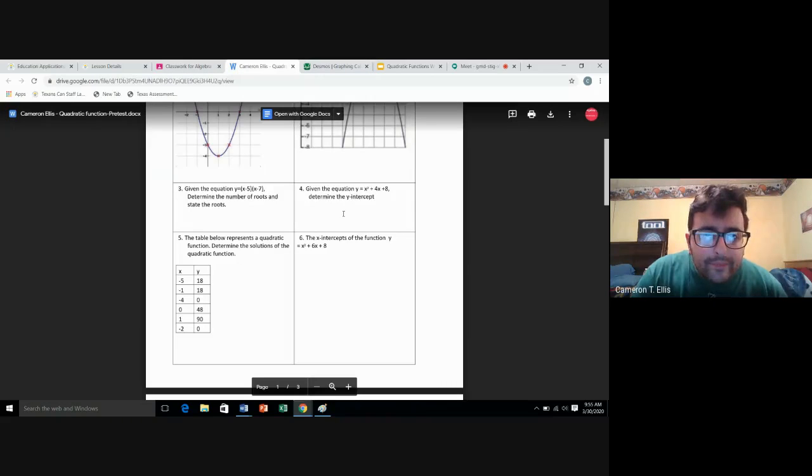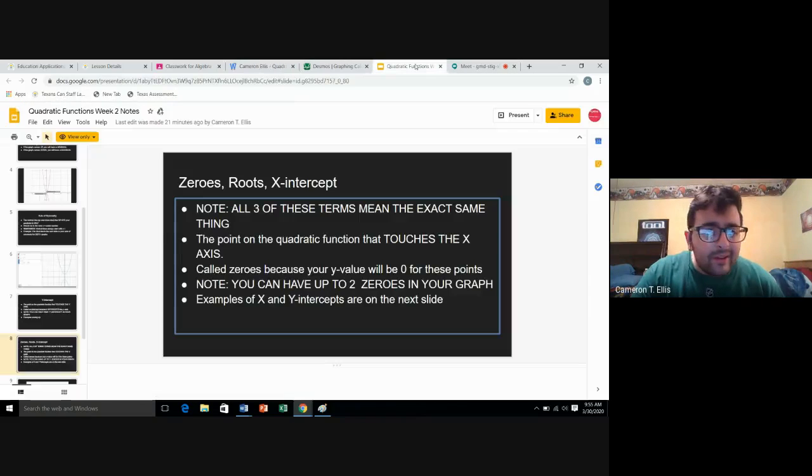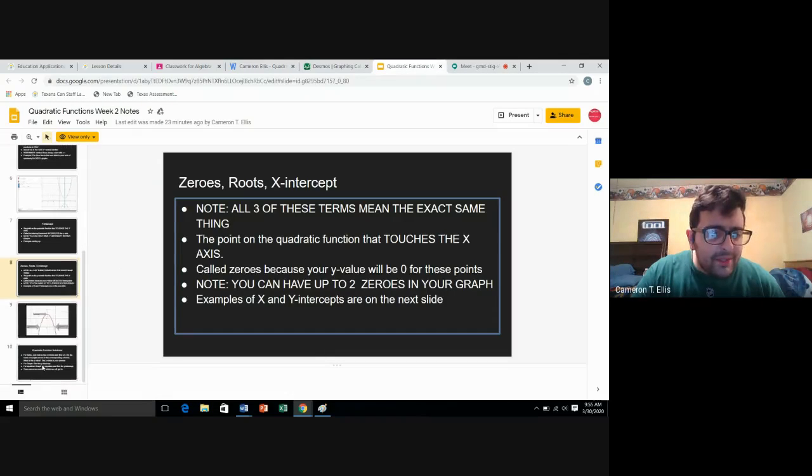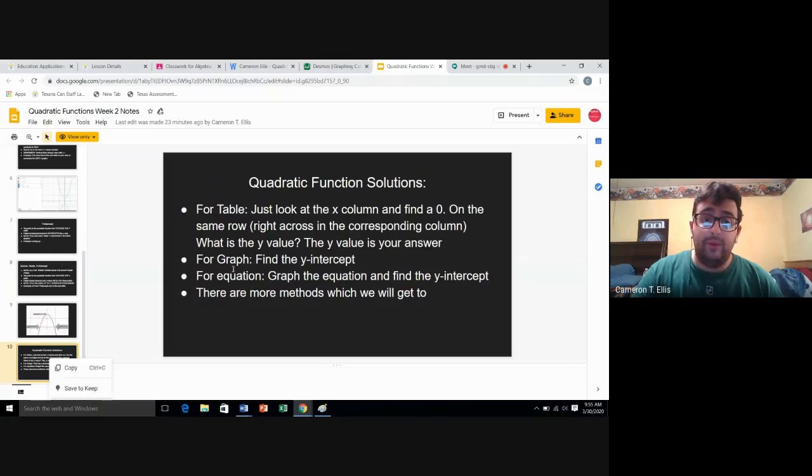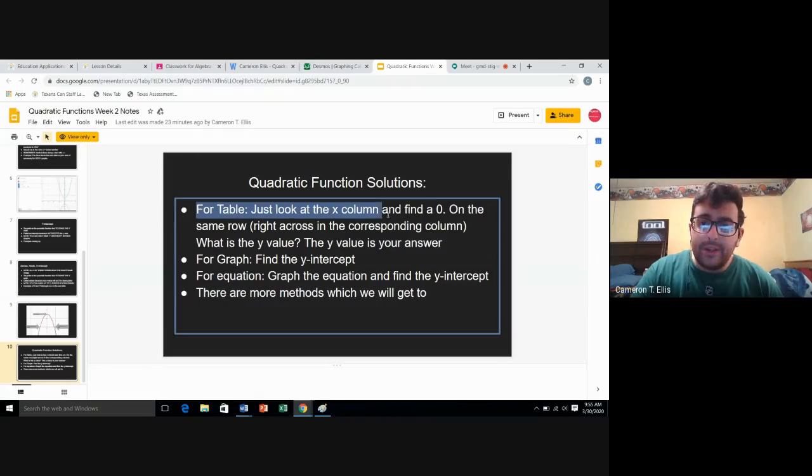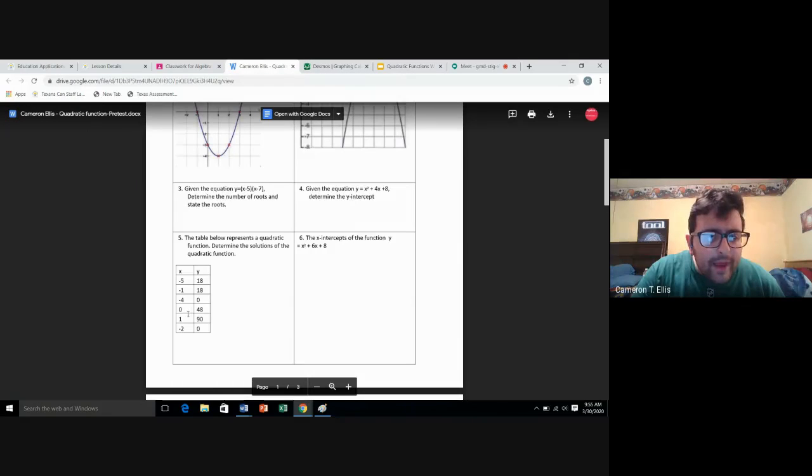Okay. A table represents a quadratic function. Determine the solutions of the quadratic function. Well, I don't know what solutions are, right? Maybe I have a slide about it for a table. Oh, just look at the x column and find a 0. Okay, I'm going to do that. I found it. X column, 0, right?